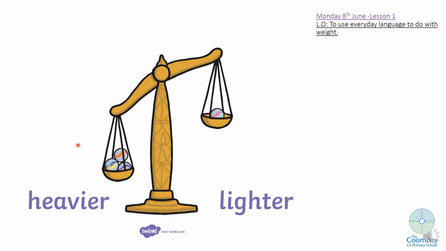So here we've got the weighing scales that we would normally use in school. On this side here it's got the word heavier, and on the side here it's got the word lighter. So let's count how many marbles we've got in this side. 1, 2, 3. So that's the heavier side because it's down further. And how many marbles have we got on this side? 1. So these marbles are the same size, which means they're probably the same weight. If there's 3 marbles on this side, that would mean that it's heavier than 1 marble on this side.